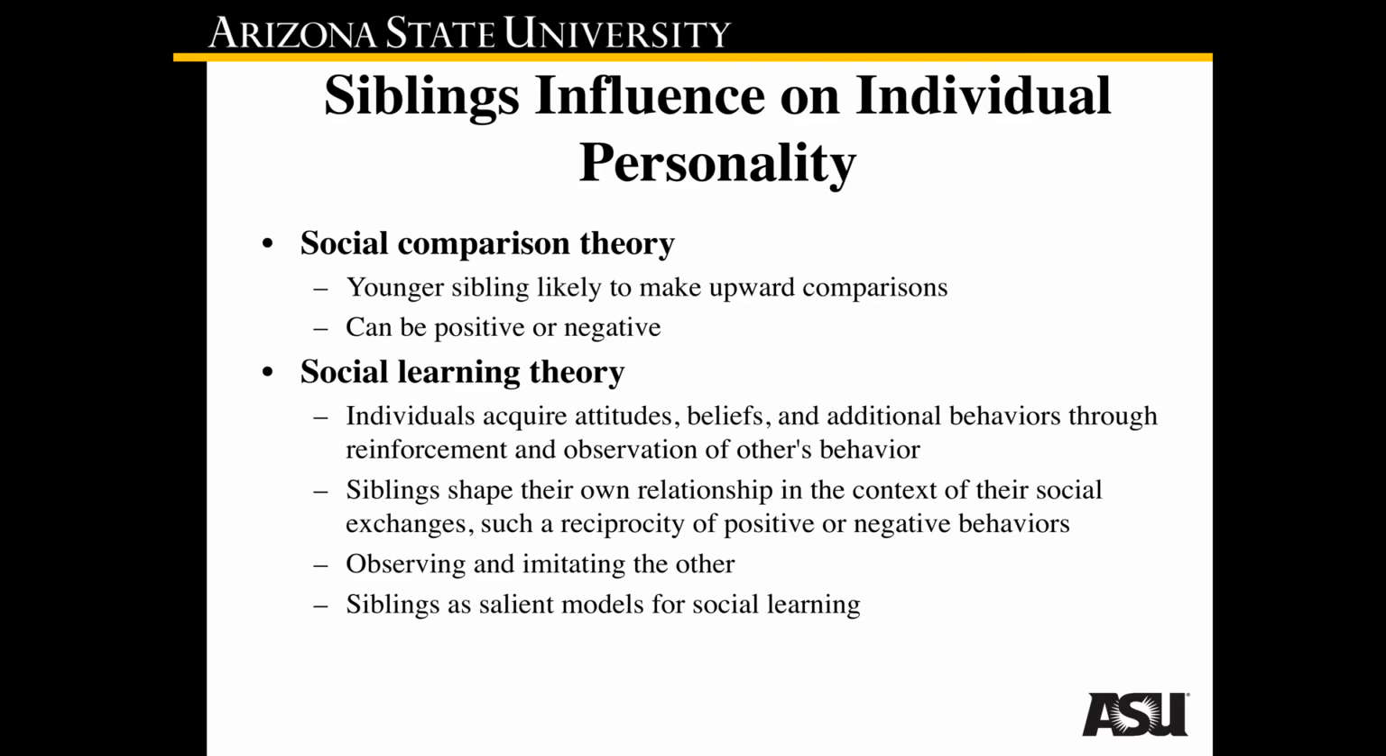But if instead I see my sibling doing a behavior and I actually imitate it myself, then that communicates to my sibling that I confirm or approve of this behavior. So, in essence, we learn how to be social based off of comparing or imitating the behavior of those closest to us. And if you have a sibling, oftentimes that is your sibling. So, siblings are salient models for social learning.